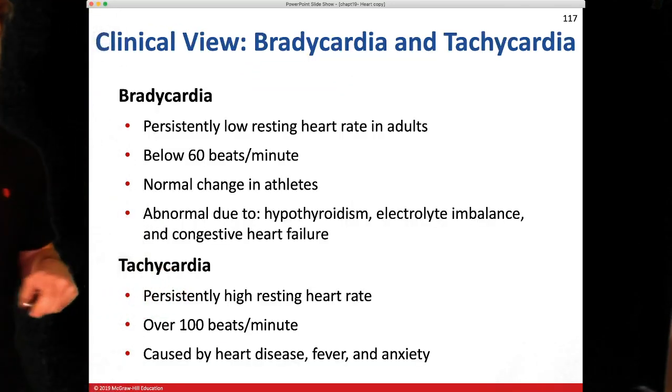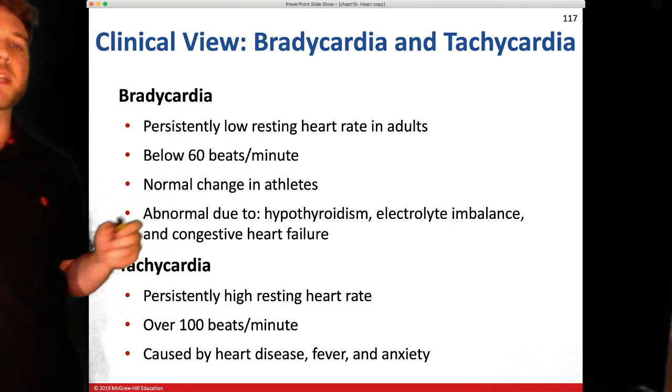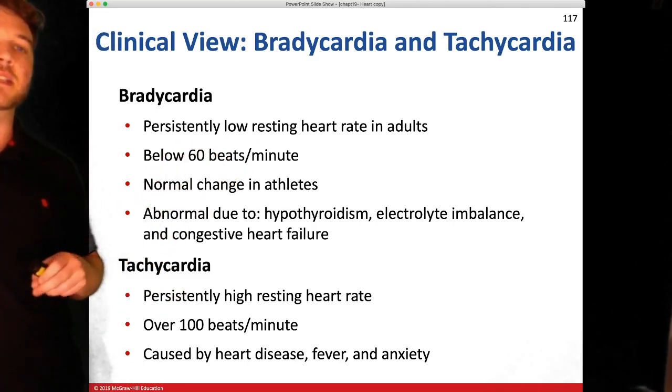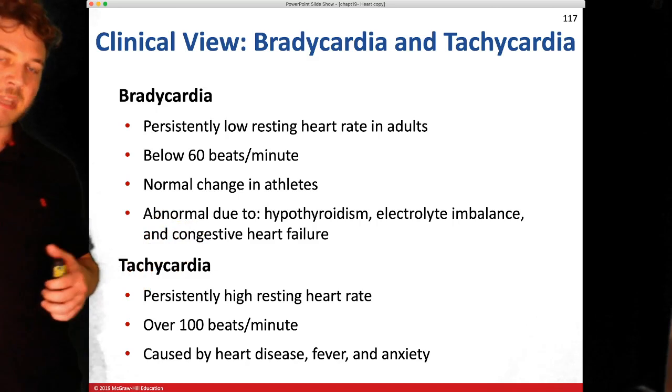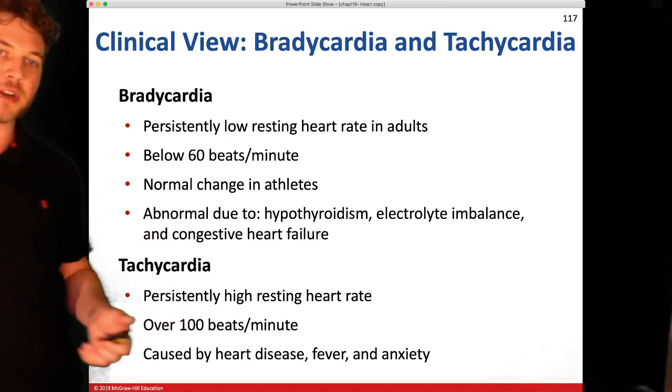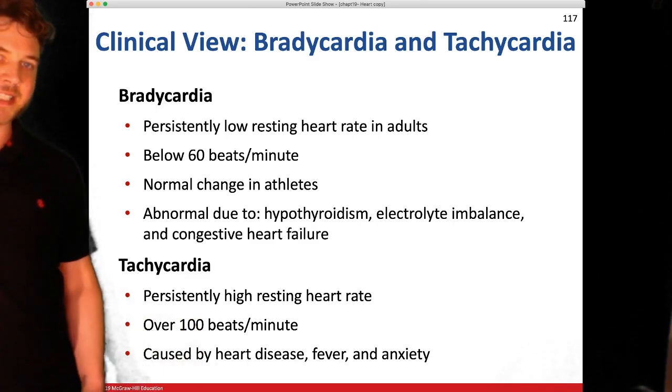All right, bradycardia, tachycardia, we're almost done. Bradycardia is persistently low resting heart rates, below 60 beats a minute. It's a normal change in athletes as their hearts get stronger, and abnormal due to hypothyroidism, electrolyte imbalance, and congestive heart failure. Tachycardia is persistently high resting heart rate, over 100 beats per minute, caused by heart disease, fever, and anxiety.